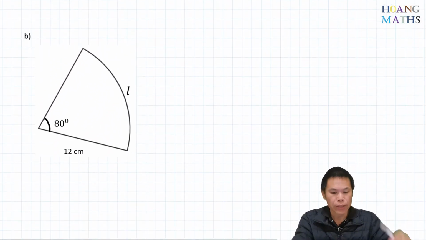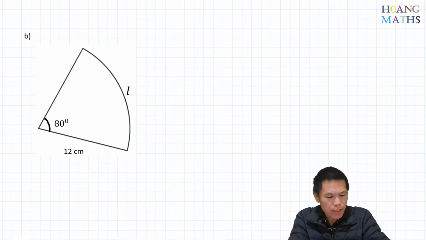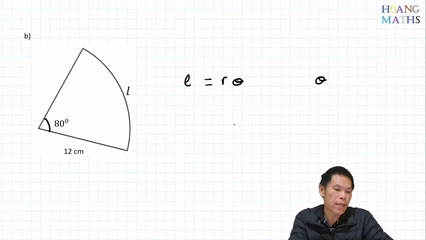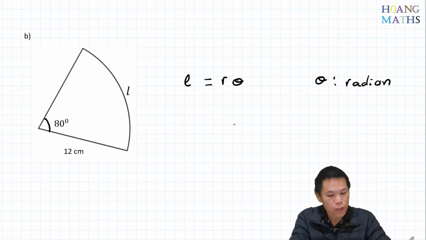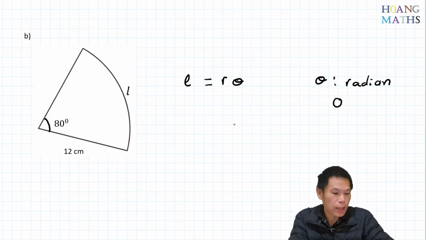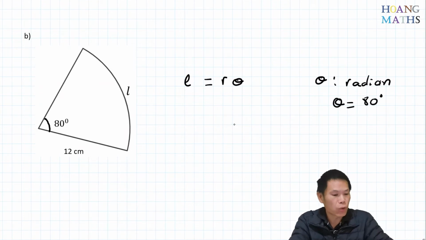Second one. We need to work out the arc length again. And we know the rule is L is equal to r theta. And remember, theta must be in radians. Always keep this in mind for me, otherwise it's wrong. We need to convert that into radians first with this formula. So 80 degrees, theta is equal to 80, and we want to convert that into radians. So we multiply by, we put the radian on top, which is pi out of 180.